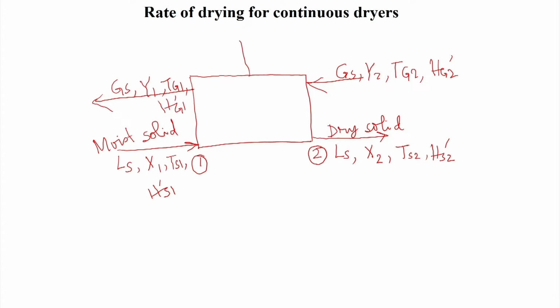and temperature will be Tg1, and enthalpy will be Hg1 prime. Some heat will be applied here, and some amount of the heat will be lost during this counter current operation. That amount we say is Q prime, the rate of heat loss. So, Q prime is the rate of heat loss.